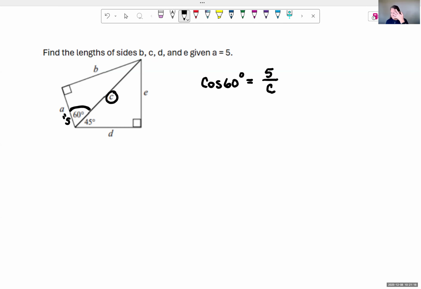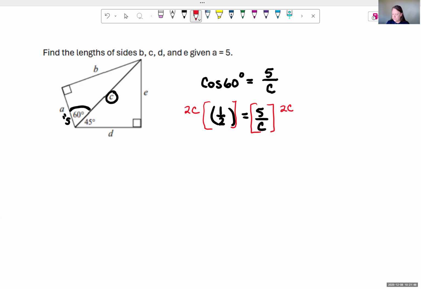Cosine of 60 degrees, if you want to use your hand, cosine, remember you count downwards, so this is root 1 over 2, so that's 1/2. So 1/2 is equal to 5 over C. We can think of this as clearing the fraction, getting rid of the denominator. Looking at both of these fractions, our least common denominator is 2C. So let's just multiply 2C on both sides of our equation so we can get rid of the fraction.